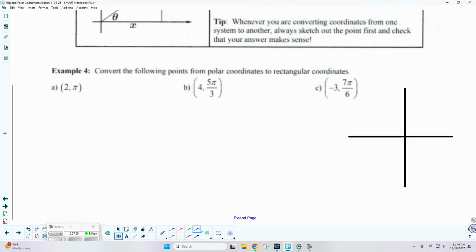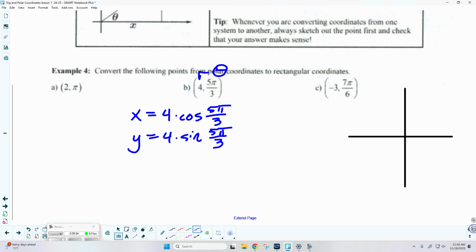Okay, so I'm going to go ahead and set this up. So radius and theta, x is equal to the radius 4 times the cosine of 5 pi over 3, and then y is equal to the radius 4 times the sine of 5 pi over 3. So let's go ahead and diagram this triangle. So let's say I rotate all the way around here. So that would be 5/3 pi. Can anybody tell me what my reference angle would be?